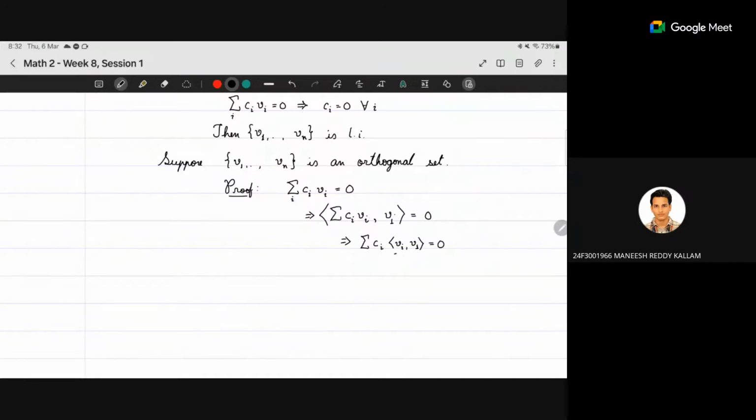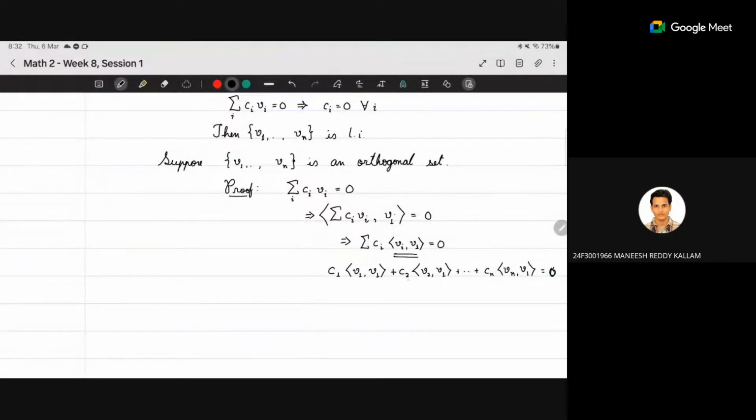It is known that V1 up to Vn is an orthogonal set. In this summation there are n terms. Each of them has an inner product of Vi with V1. So the first term would be C1 times V1 with V1. And then you have C2 times V2 with V1. And so on, Cn times Vn with V1. This is equal to 0. This is the equation, the system of equations, that you have set up.